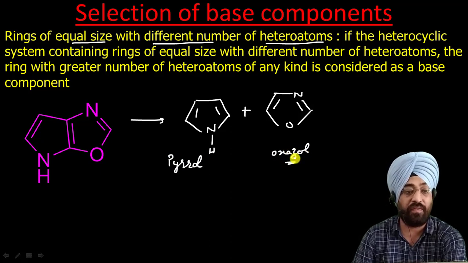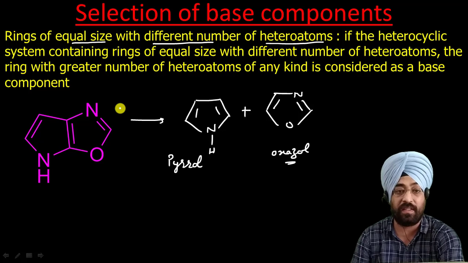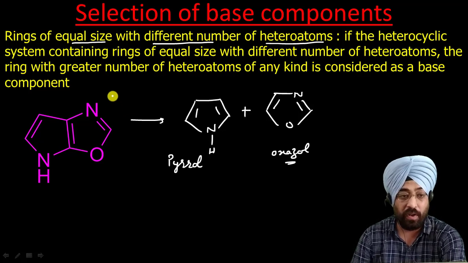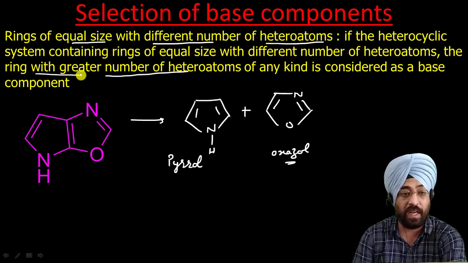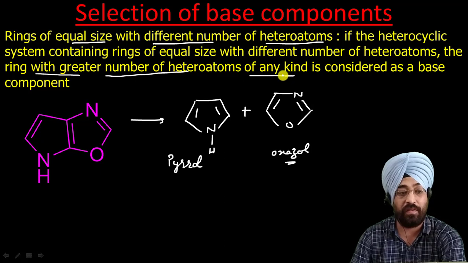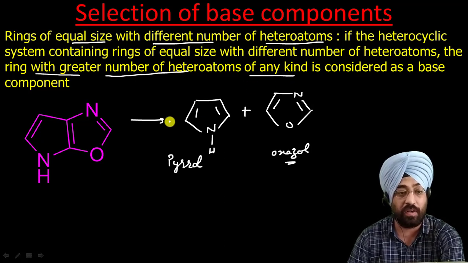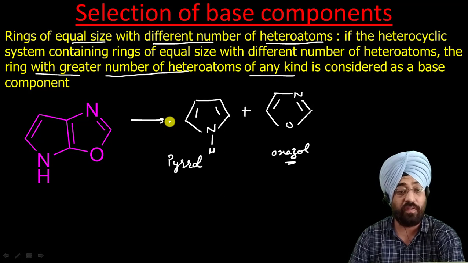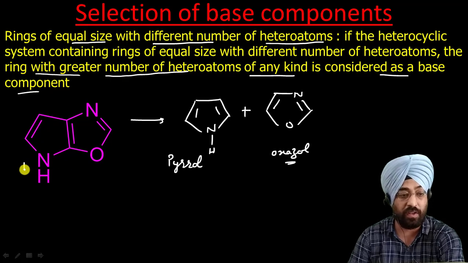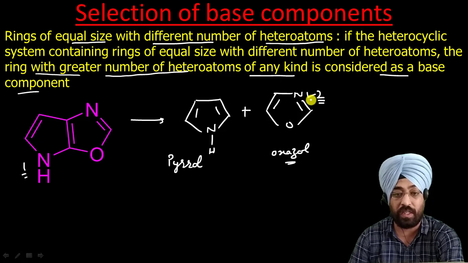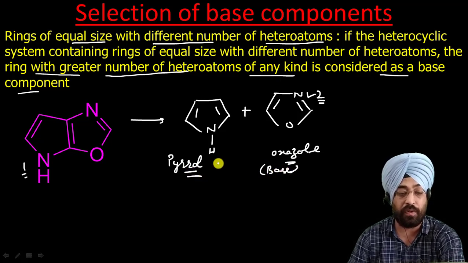Now this rule says that if ring size is the same but one ring contains the greater number of heteroatoms and another ring contains the lesser number of heteroatoms, then the ring with the greater number of heteroatoms of any kind, we do not have to be worried about the nature of the heteroatom, is considered as the base component. Here it contains only one heteroatom, this contains two heteroatoms, so it contains more heteroatoms, so it is chosen as your base component. So oxazole is the base component, pyrrole is the attached component in this compound.